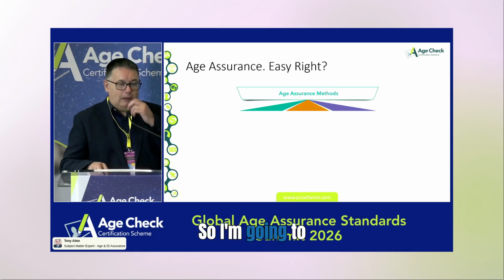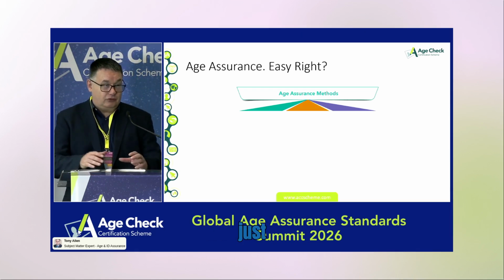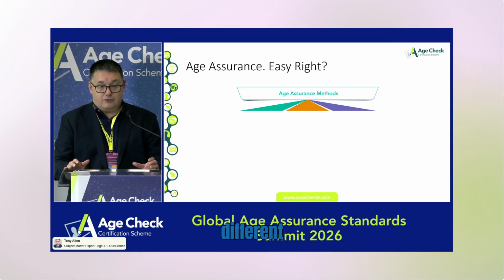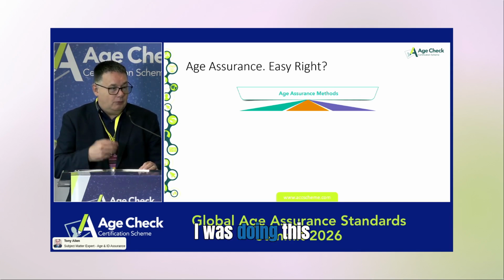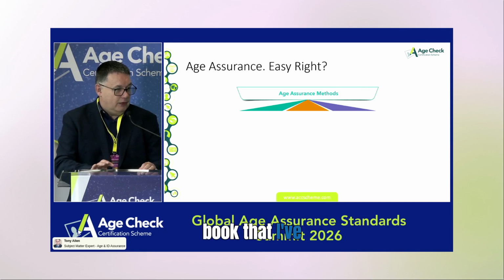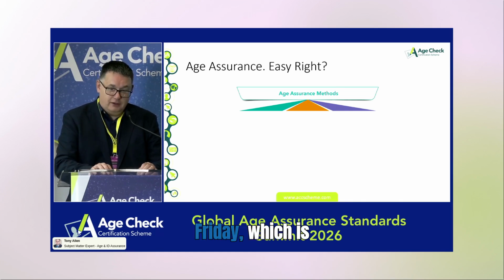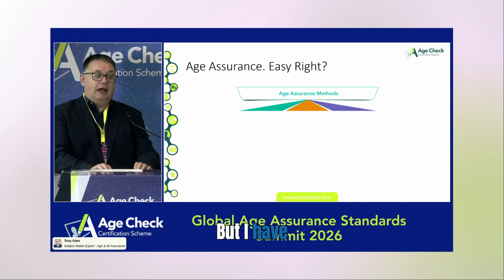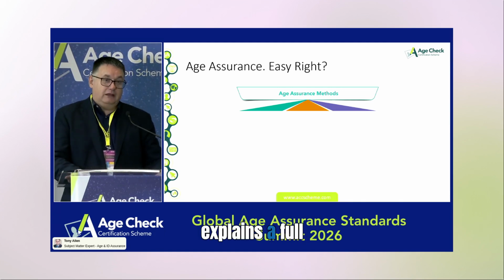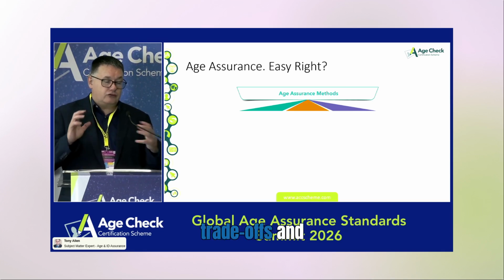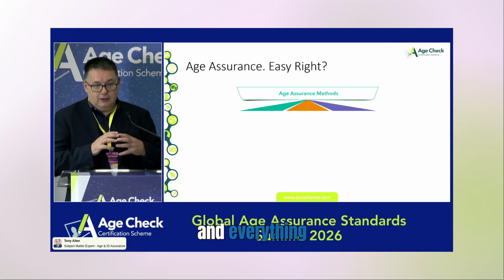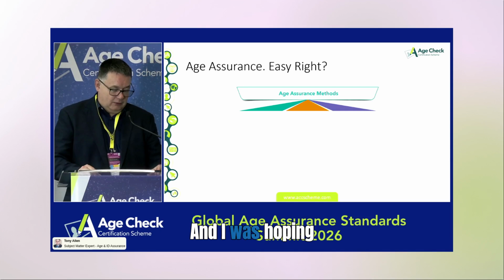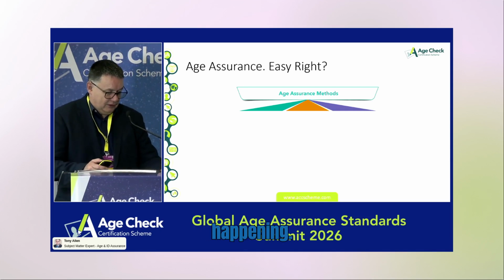So what I'm going to talk about this afternoon is really around just understanding the various different options that are out there, and then how you approach doing that. I was doing this session on the basis of a new book that I've written, which is currently at the printers. It is due on Friday, which is not very helpful. It is a full book on the trade-offs and the governance and structure and procurement and everything you need to know about age assurance. I was hoping to launch it here, but that isn't happening.